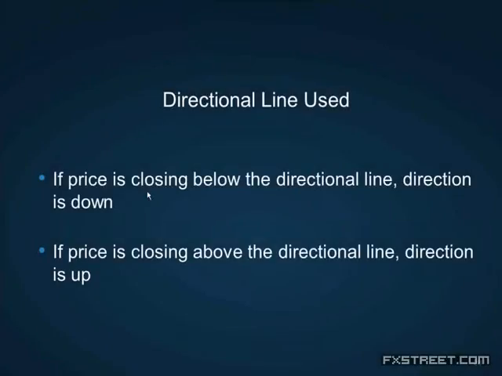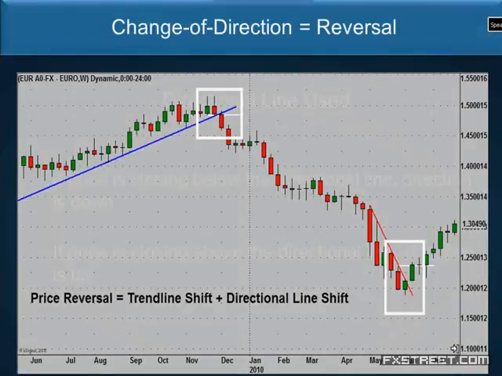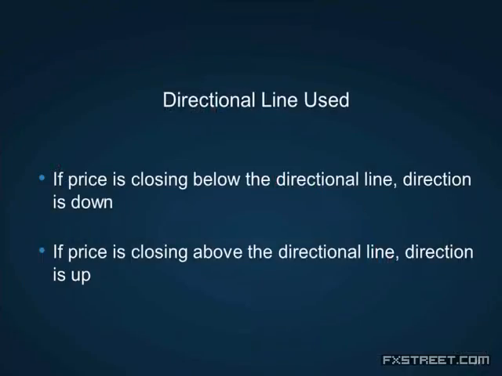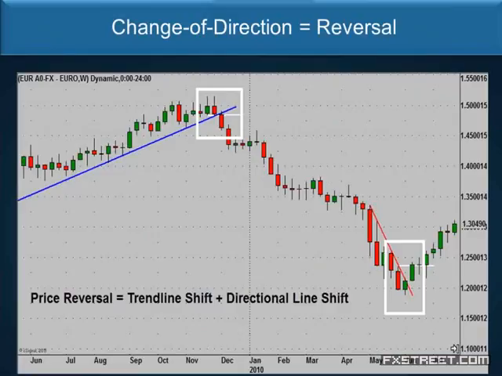So that's how we use it. If price is closing below the direction line, direction is down. If price is closing above the direction line, direction is up. Yes, JP, that works on all charts, all time frames. It's a pretty good trigger. It's only effective if it's in line with the pattern, though. And here's an example of it.